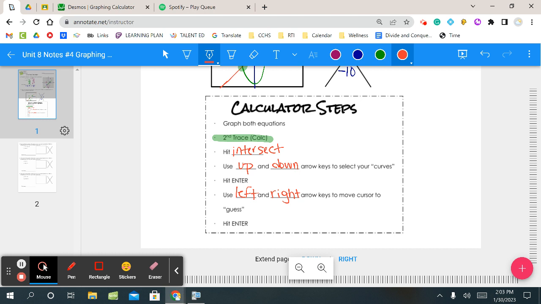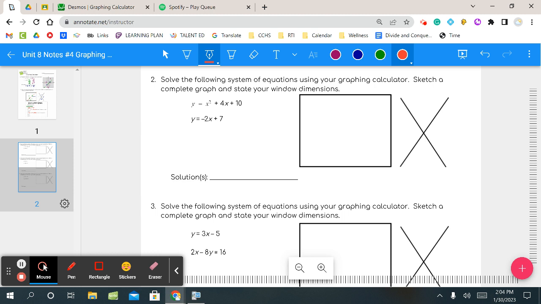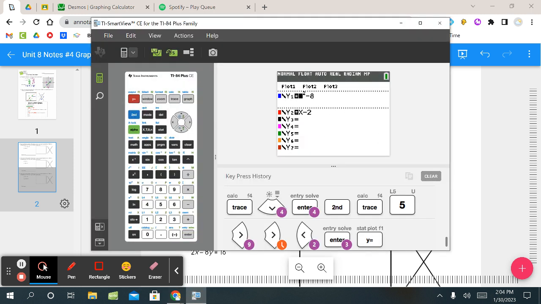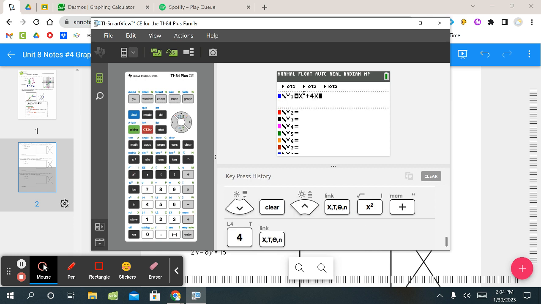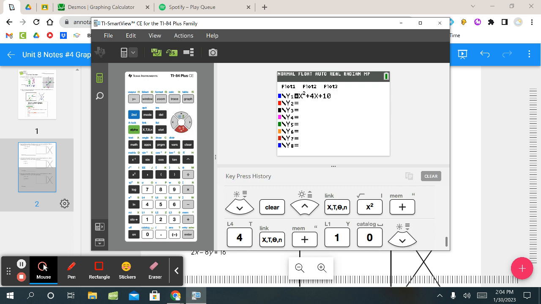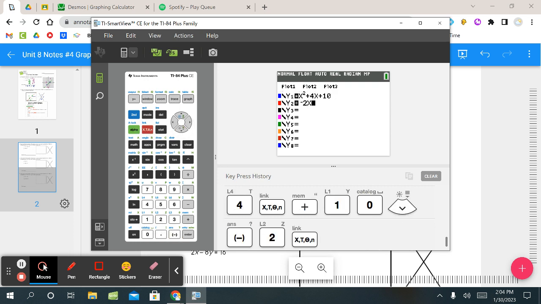Okay, now let's go to the back. We are just going to do 2 examples on the back, and then we will be done. Okay, the first one, we have y equals x squared plus 4x plus 10, and y equals negative 2x plus 7. Those are both in y equals form, so I can just put those both into my calculators exactly how they are. So in my graphing calculator, I'm going to go to y equals. I'm going to clear what's in there. And then I'm going to put my 2 equations. So the first one I have is x squared plus 4x plus 10. And then the second one I have is negative 2x plus 7. So get those typed into your calculator.